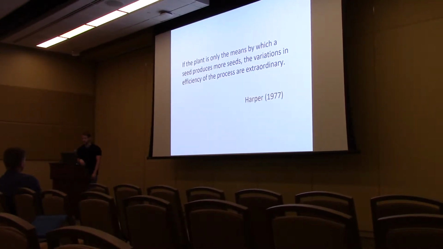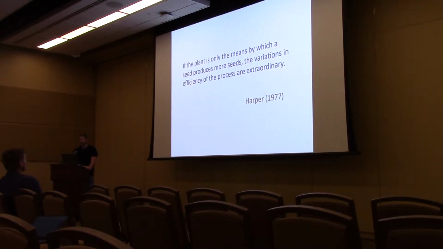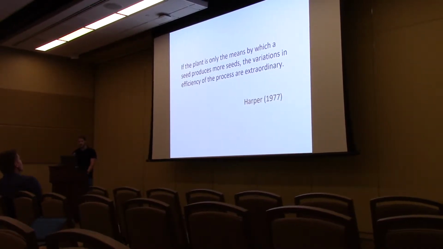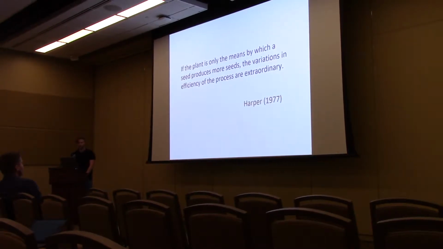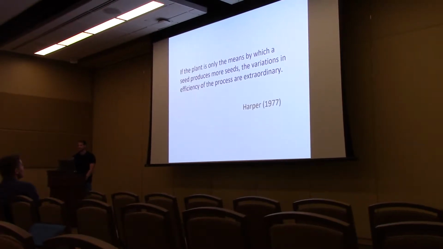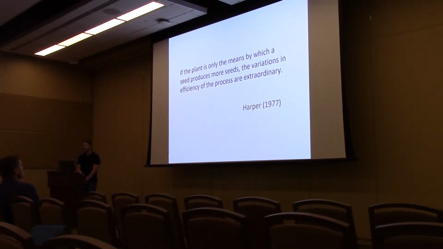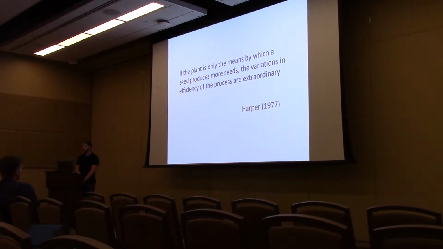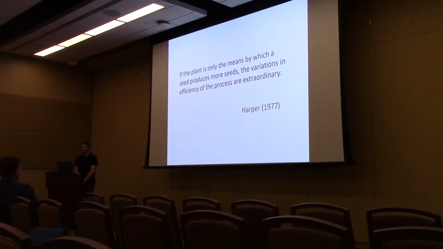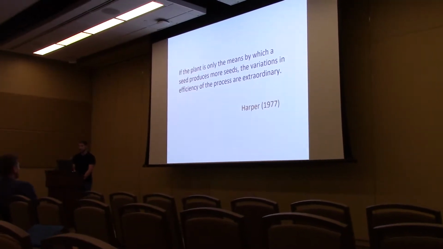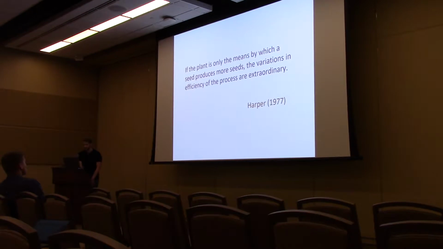And I think this quote by Harper really sums up the foundation of my talk, which is, if the plant is only the means by which the seed produces more seed, the variations in the efficiency of this process are extraordinary. And so I think this really lays the groundwork for the amount of variation present in plant populations in both traits like fitness, but also things like life history strategies or life cycle variation. So today I'm going to share with you some work I've been doing in the Mimulus guttatus system, where a large amount of life cycle variation is present.